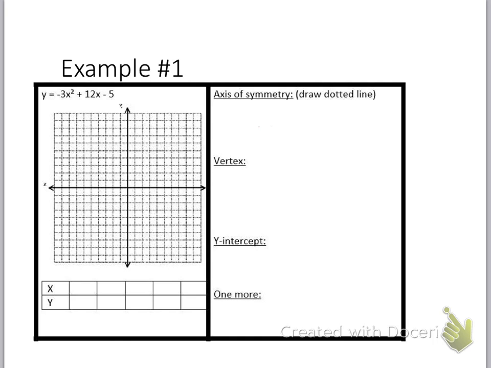So first, we're going to graph together an example, going through all the steps. The first example is y equals negative 3x squared plus 12x minus 5. The first thing that we always need to do is find the axis of symmetry. And the axis of symmetry, as shown in the steps, is found using the formula negative b over 2a.